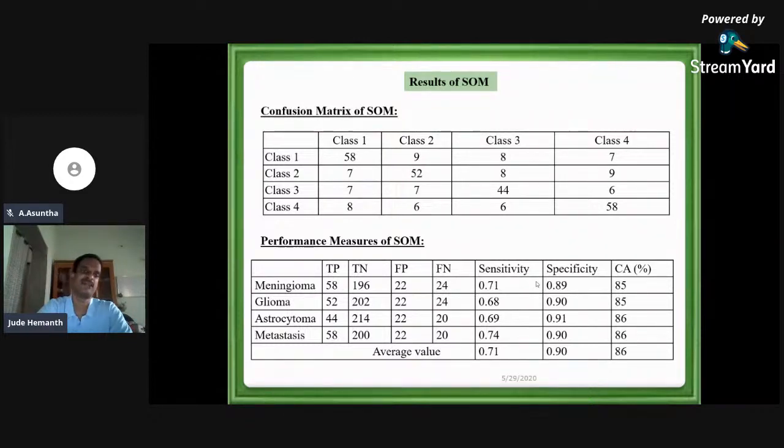Leave that corresponding row and corresponding column. That means leave the first row and the first column. The remaining 3 cross 3 matrix values should be added, and that is taken as 196. These are all the negative images, but which has been identified as true. That means not class 1. Yes, I have identified correctly as not class 1.